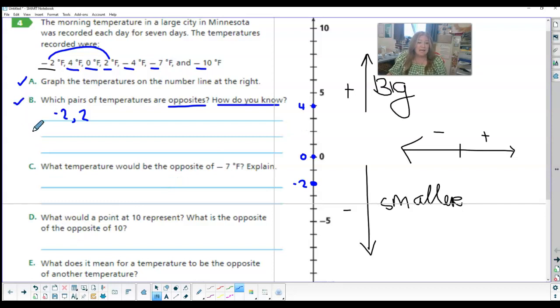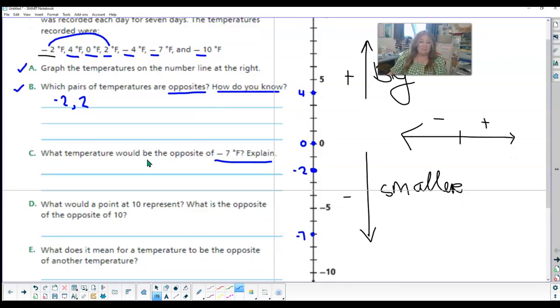Part C asks us what temperature would be the opposite of -7? How do you know the opposite of -7? If I'm here at negative, so here's -5, -6, -7, I know it needs to be on the other side of 0. Where would it be?